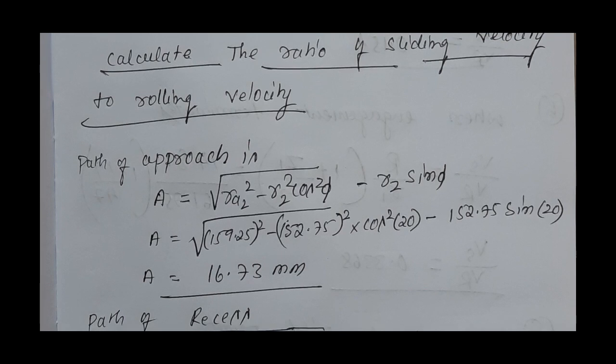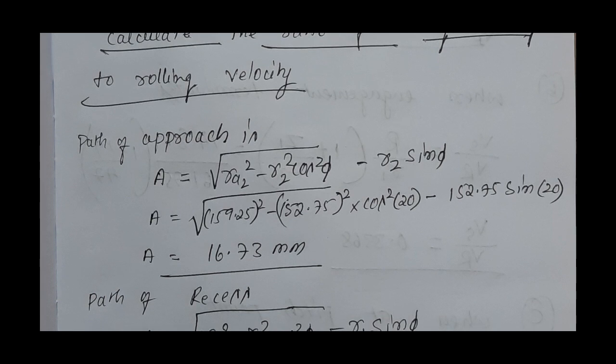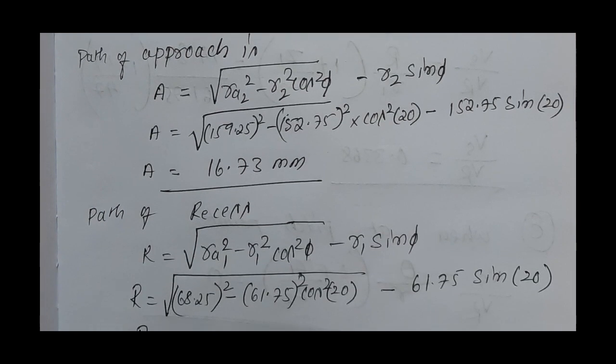So that is approach, we need to know about it, as well as the recess to find the solution. Path of approach, RA is equal to square root of RA2 square minus R2 square cos square phi minus R2 sin phi. RA2, R2 as well as phi, we know that. Substitute the values for this. So you will get the path of approach as 16.73 millimeter.